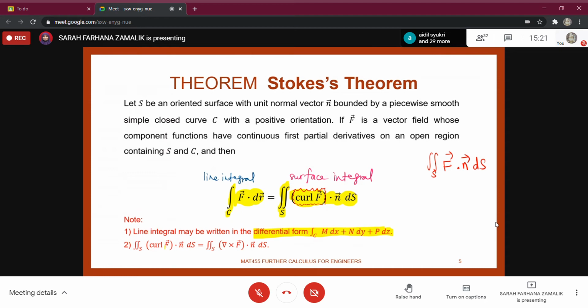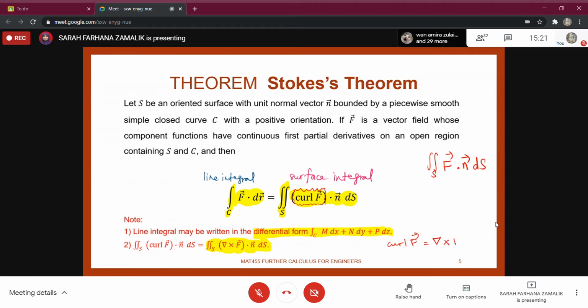Same goes for curl F. Sometimes curl F dia tulis macam ni. So you must know ini soalan untuk Stokes Theorem. Dia saja je nak trick awak, nak tengok awak faham ke tak apa benda yang ditulis ni. Yes, curl F is also can be written into a gradient cross product with vector field F. So make sure you recognize, okay.